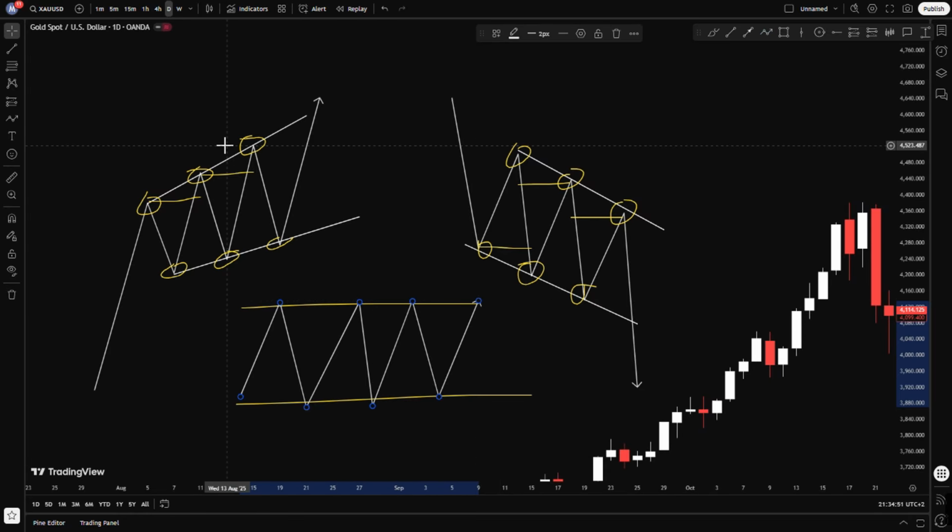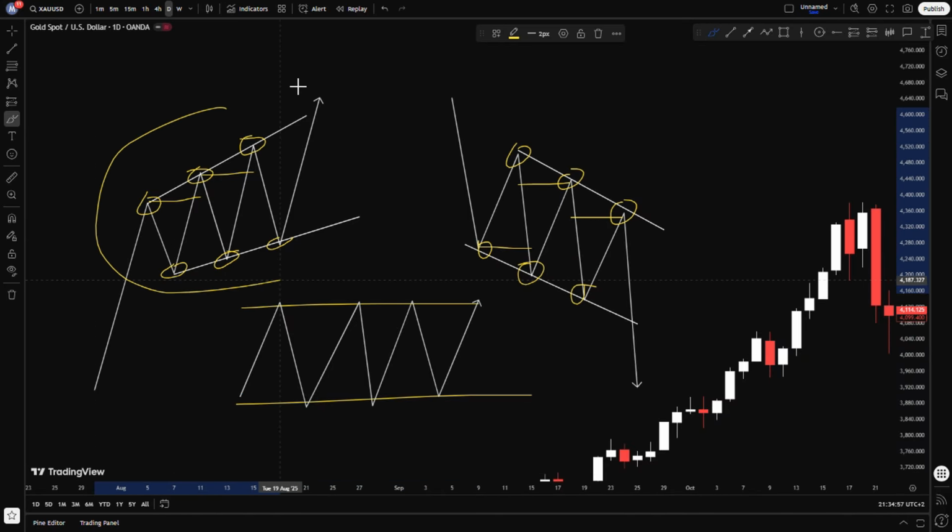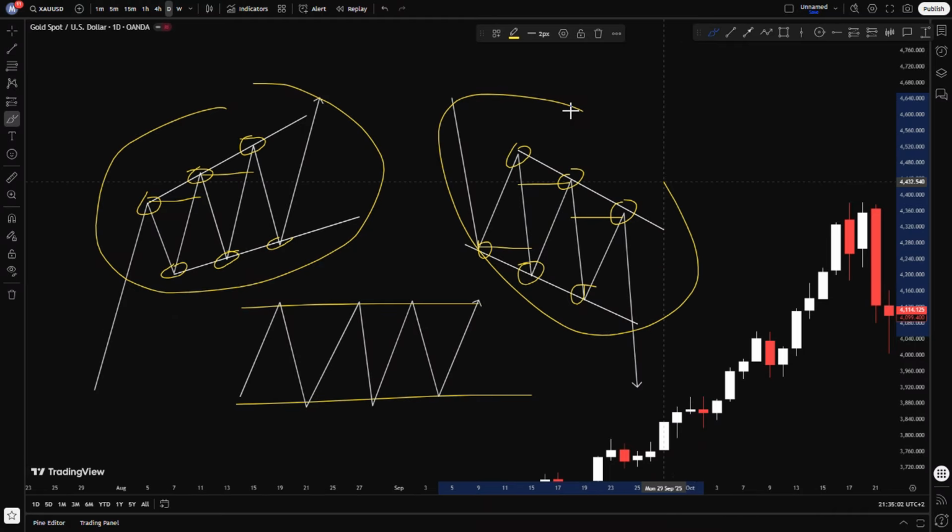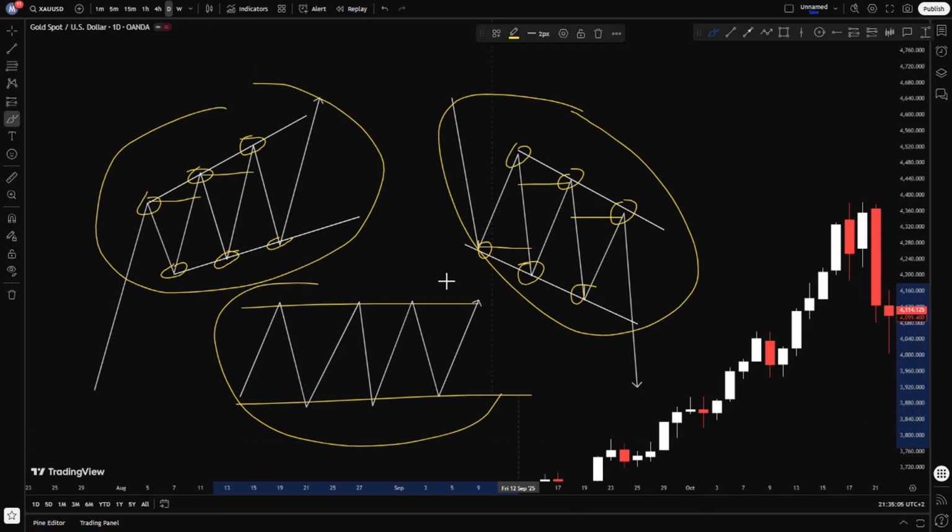This is a bullish market and this one right here is a bearish market. Let's do this: this is a bullish market and this is a bearish market. And right here, this is a ranging market. This is where price moves between support and resistance.